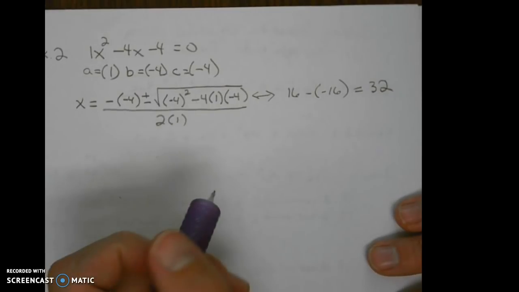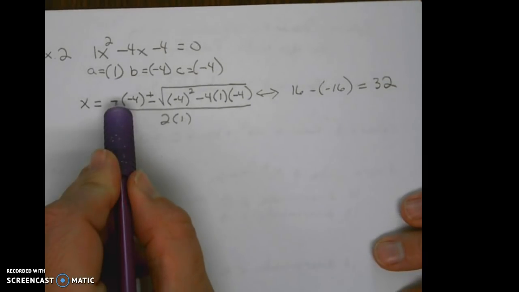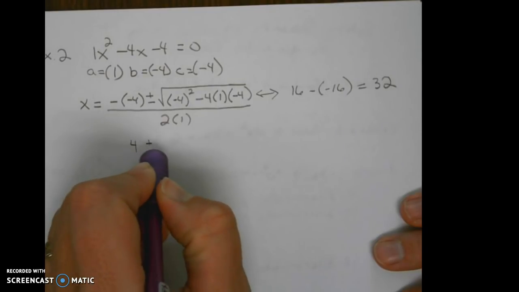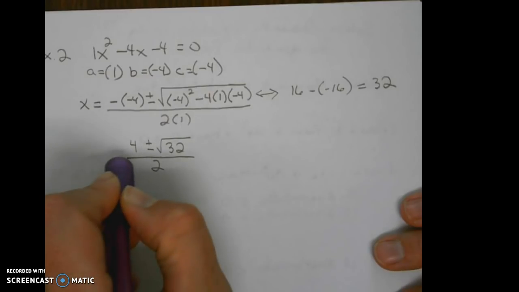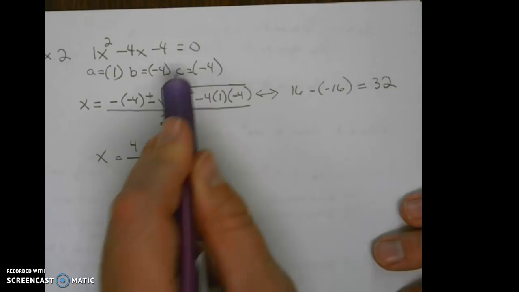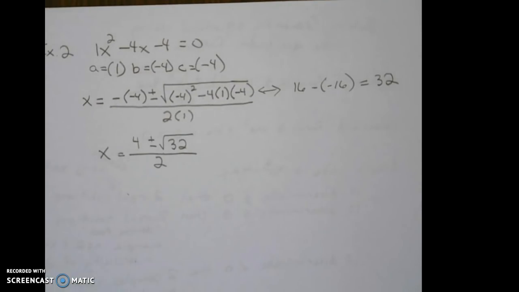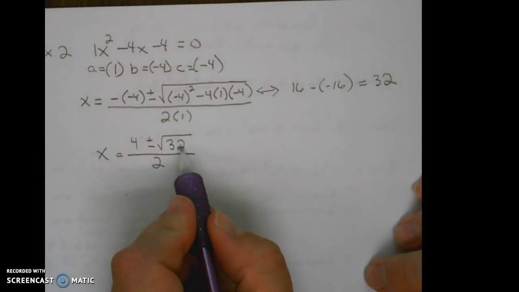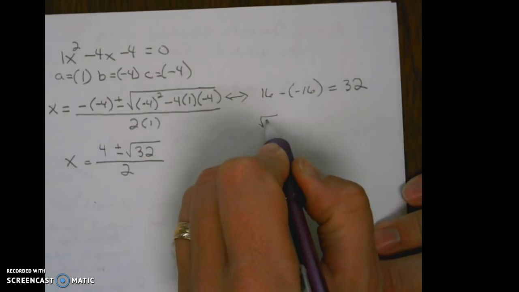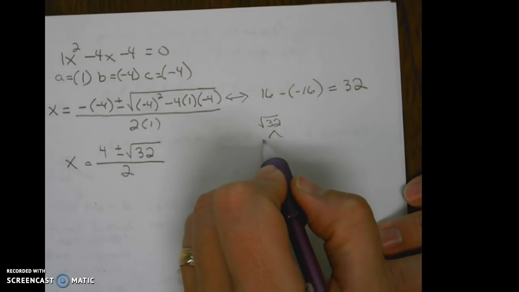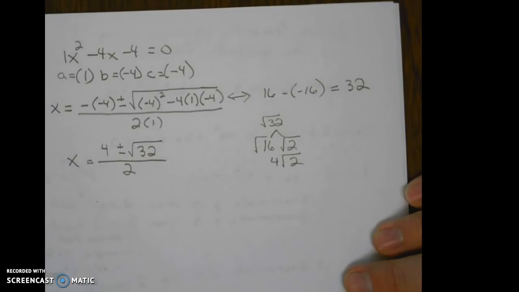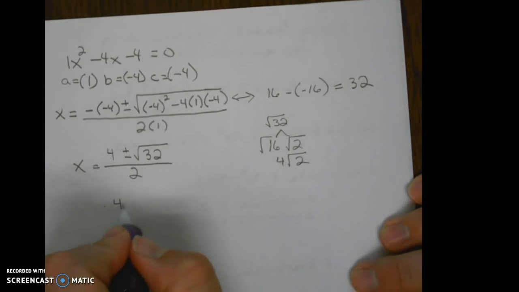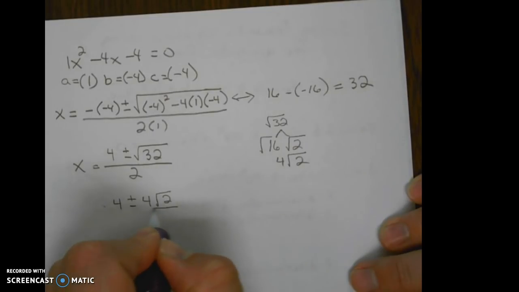Okay, so let's find out what they're going to be. We have a negative times a negative, which is a positive. Two times 1 is 2. So all I'm doing is simplifying this. I've already calculated the discriminant. Okay, next thing we want to do here is simplify the square root of 32. It's going to break down to 16 times 2, which is 4 times the square root of 2. So we have 4 plus or minus 4 square roots of 2 over 2.